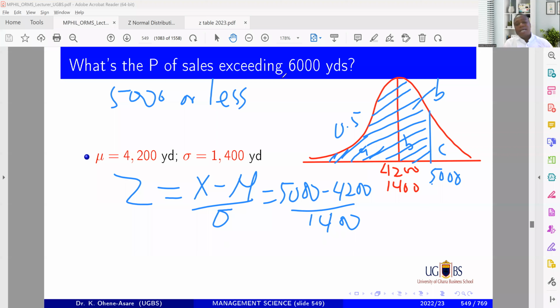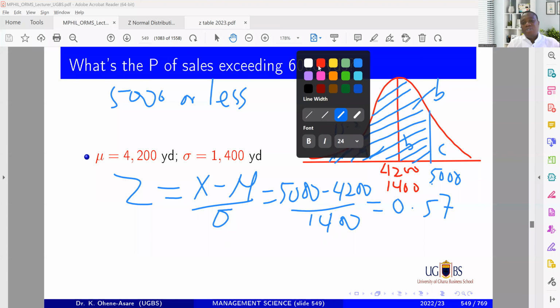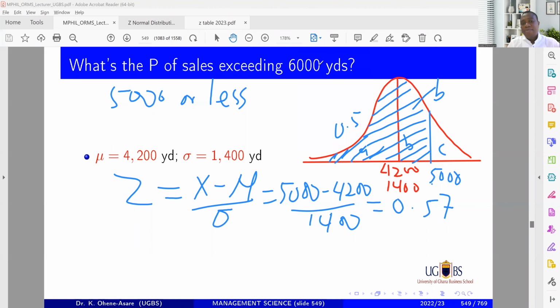So you take your calculator and find the answer. What answer do you get? Familiarize yourself with the territory. What answer do you get? 0.57. Two decimal places, always. So that will give you a value of 0.57. So now you've got that Z value. What do you do? You go to your table and read that.